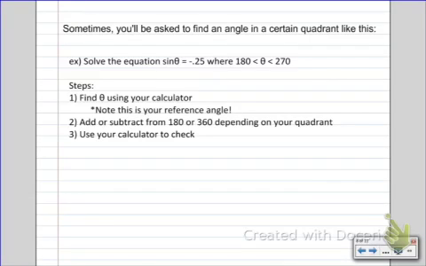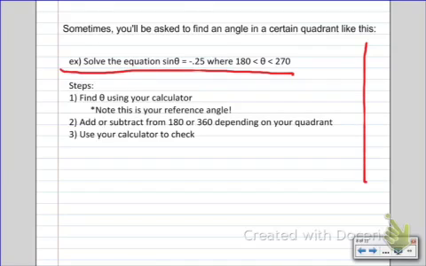Any angle in any quadrant. So, for example, this question says, solve the equation sine of theta equals negative 0.25, where theta is between 180 and 270. 180 and 270, what does that mean? Let's take a look here.